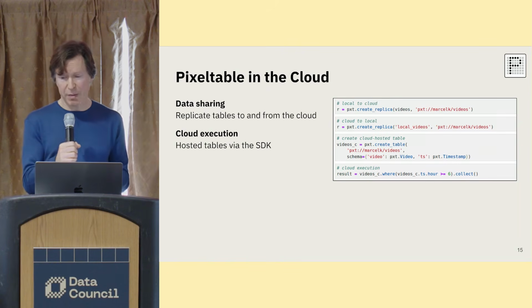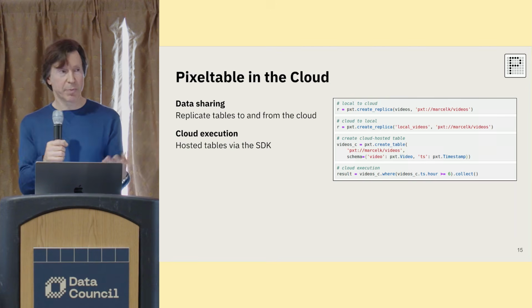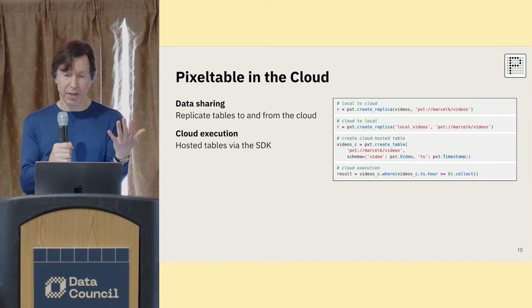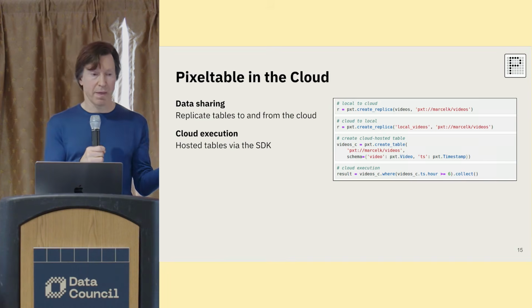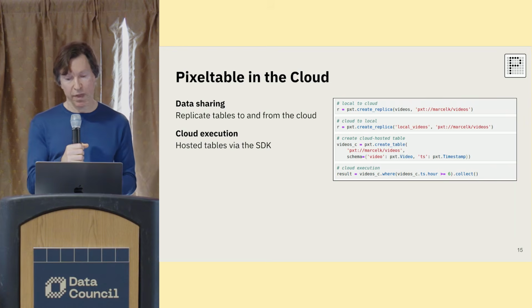So this is somewhat similar to Git or GitHub, right? I'm creating a repo locally. I can give it a public URL, and my collaborator can then map the public URL onto my local machine and work with that. There will also be cloud execution.